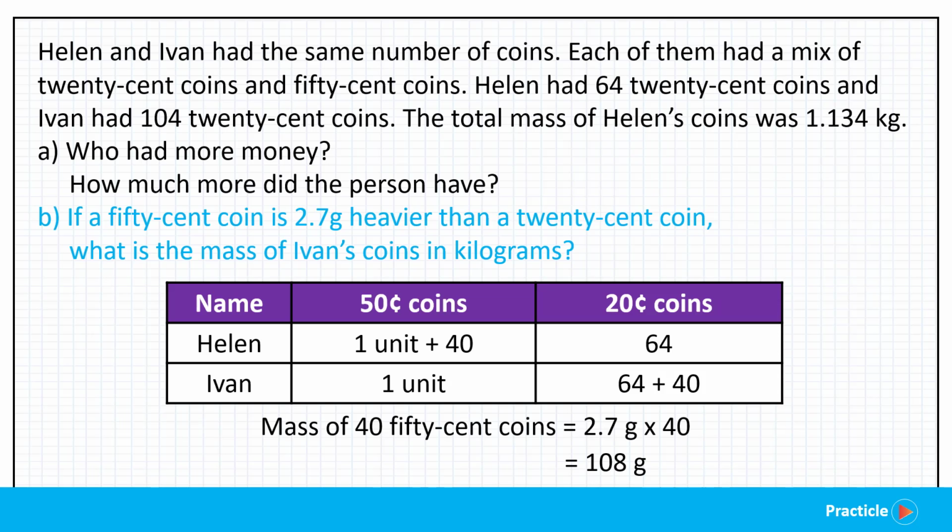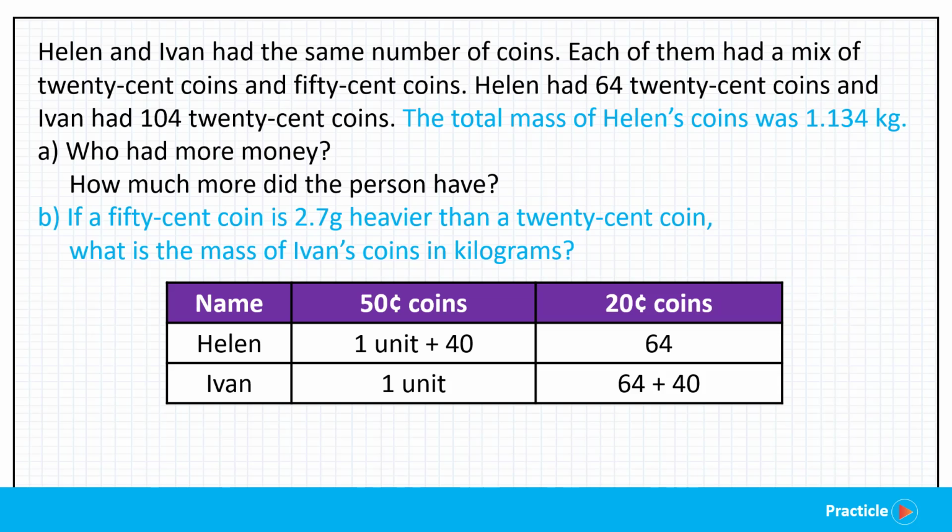Alright, we are given that the total mass of Helen's coins was 1.134 kg, right? Since we know that Ivan's coins are going to be 108 grams lighter than Helen's coins, we are going to subtract 108 grams from 1.134 kg and then see what we have, okay? Now since we need to give our answer in kg, we are going to change this 108 grams into kg before we start to work this out. So how many grams are there in 1 kg? Do you see 1000? If you did, you're right.